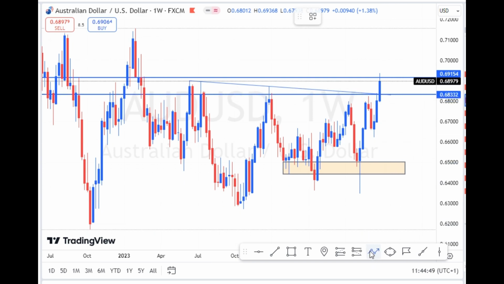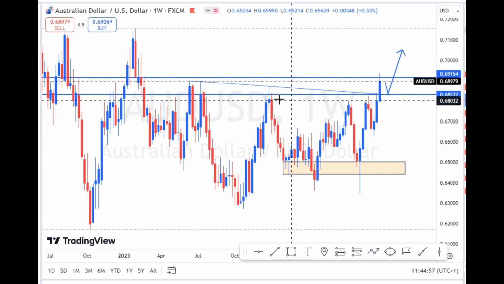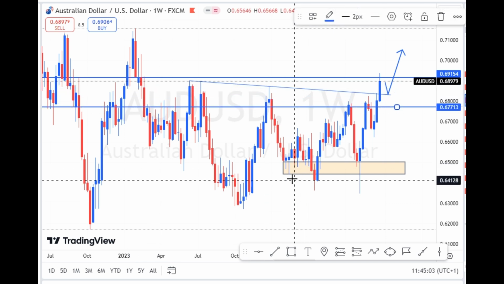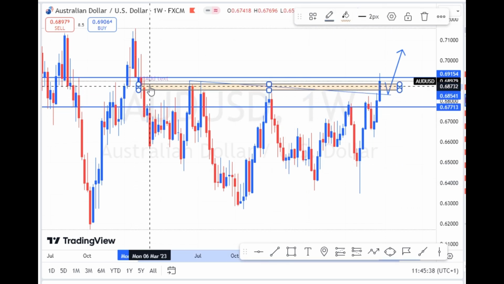So what we expect from the Australia USD now is a price retest of this area before we see price pushing higher for this coming week. So Australia USD is currently in an uptrend. We have a support on this level now, so we might be looking for a buying opportunity inside this. So we'll be looking for a buy opportunity from this support level.